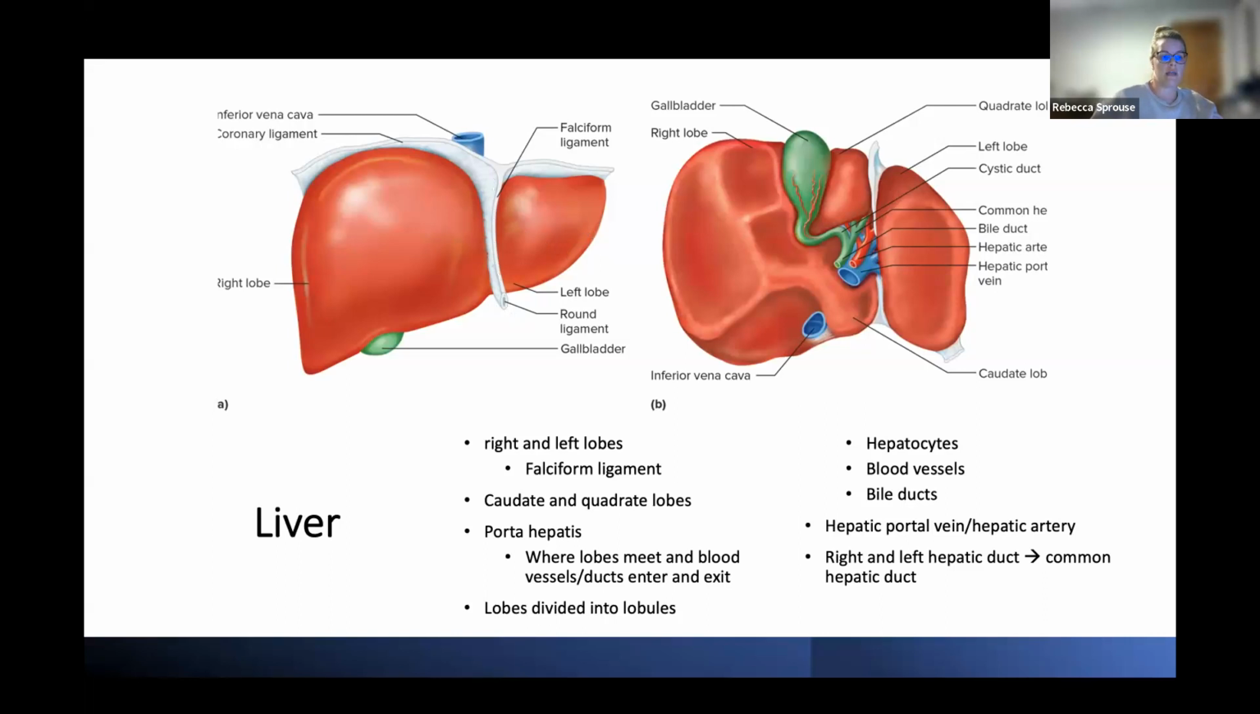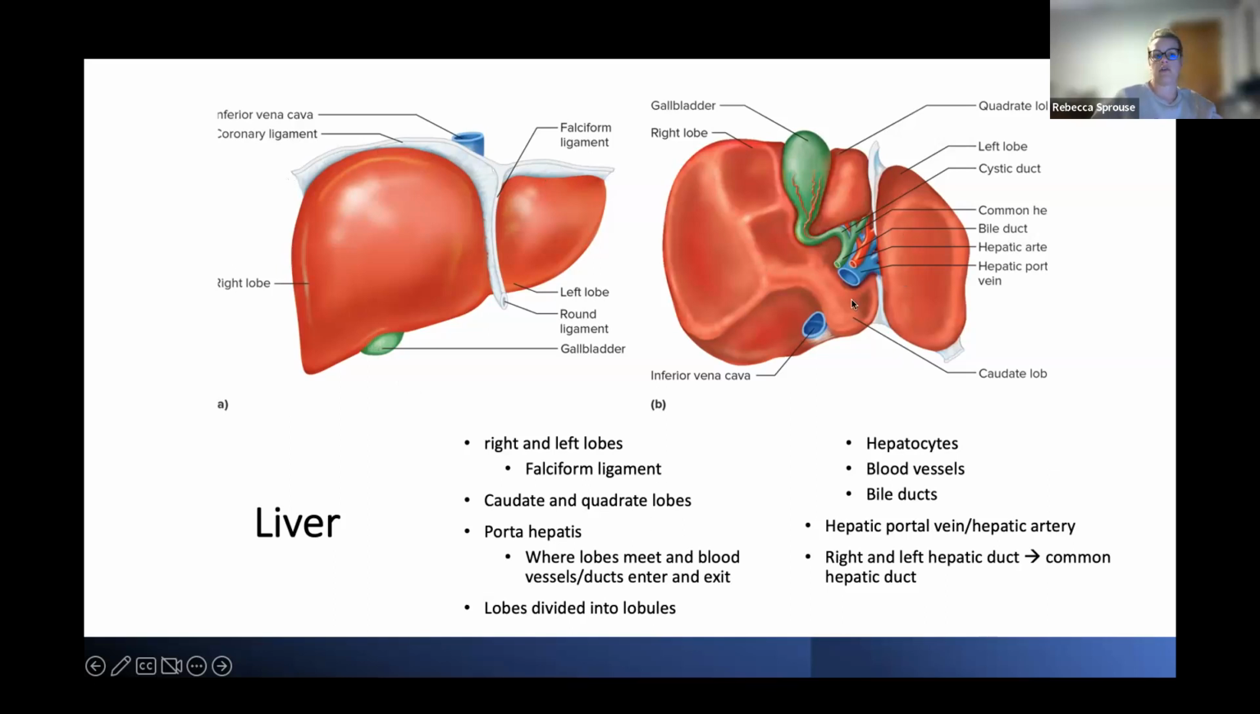The round ligament is a remnant of the umbilical vein, which carried fetal blood into the mom's liver for detoxification, but obviously no longer needed in an adult. The coronary ligament sits on top of the liver here. The diaphragm would sit here as well. The diaphragm sits very snug to the liver, connected by this coronary ligament here. The gallbladder kind of tucks underneath the liver.